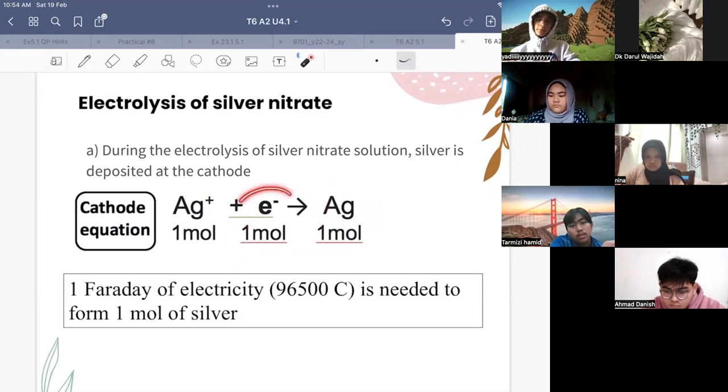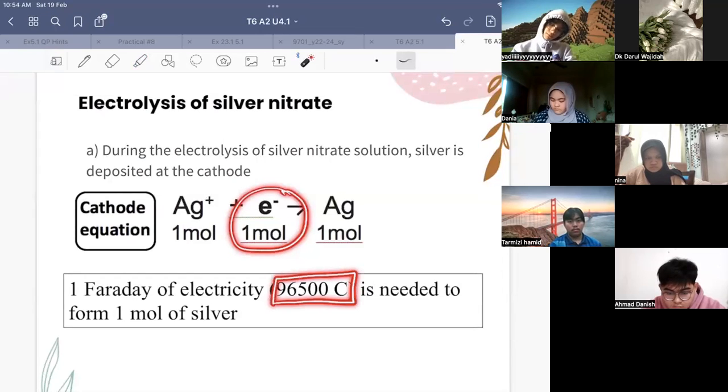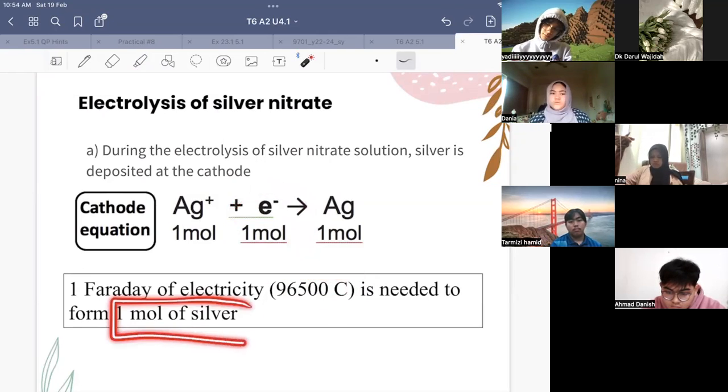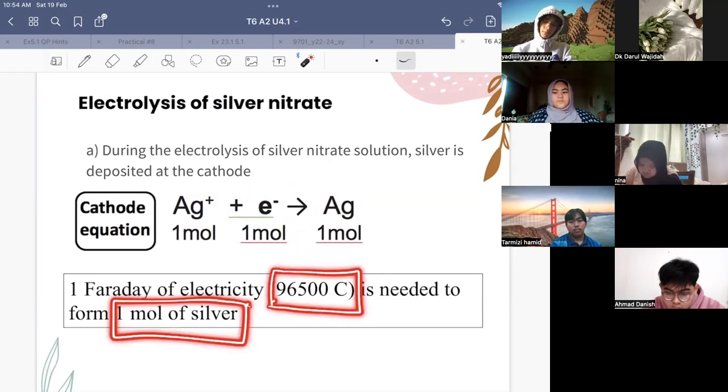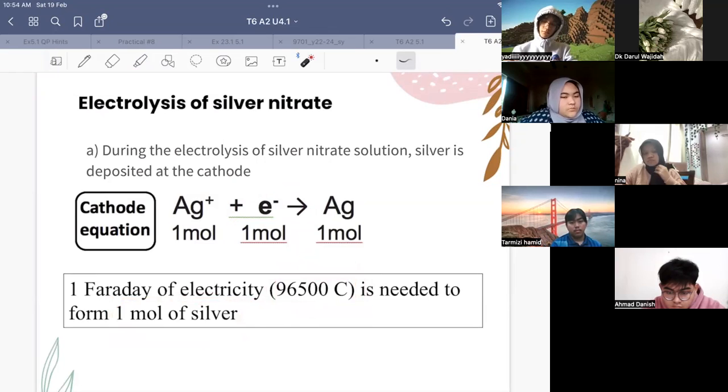And we know already the charge carried by 1 mole of electrons is 96,500 coulombs. So that means to produce 1 mole of silver, 96,500 coulombs is required. That's for silver.